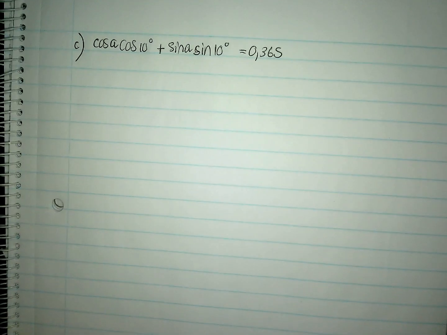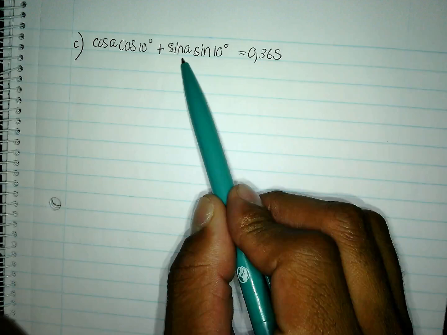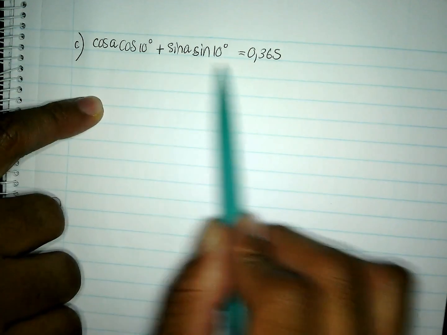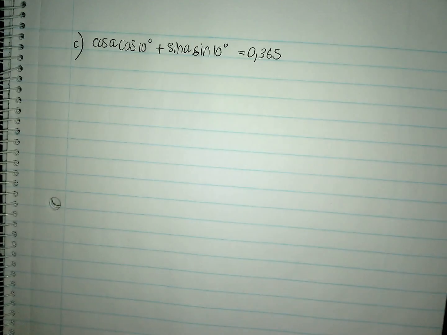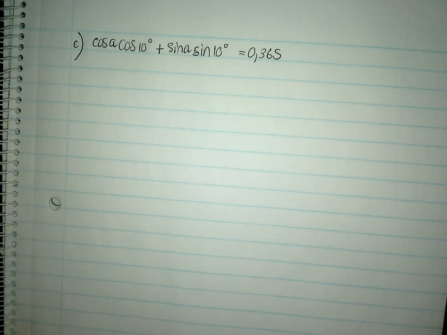Right, so now we're dealing with C. The given equation has cos theta cos 10 plus sine theta sine 10 is equal to 0,365. Now, if you check, this is going to be a compound angle, because you can see it's cos and cos and sine and sine.